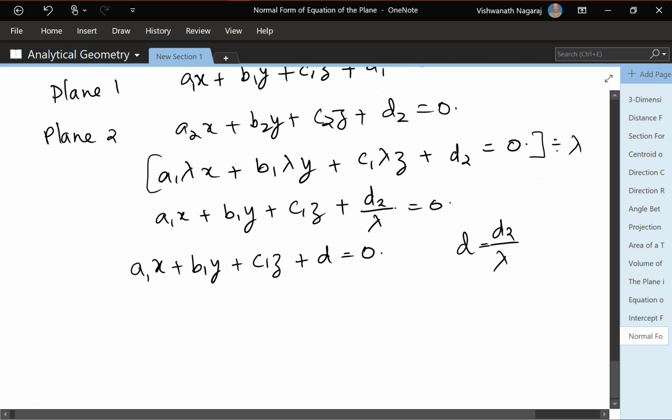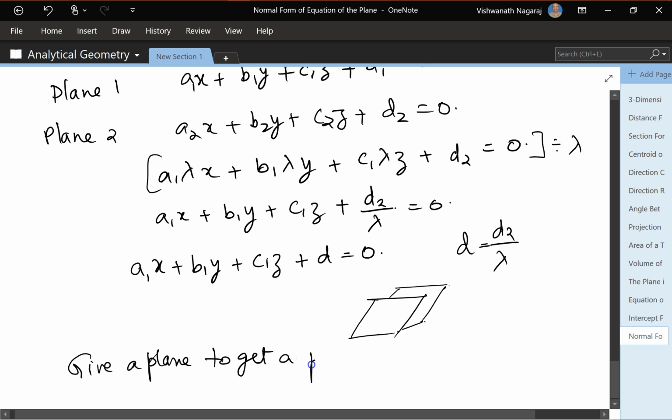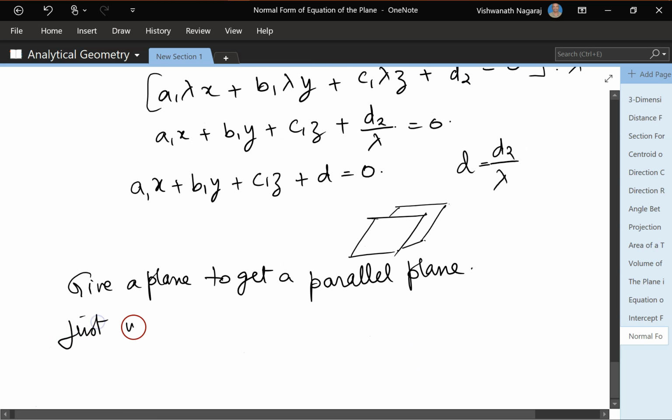Now the point of this is that you have a plane. If you want to create another plane which is parallel to it, the only thing you have to do is find a multiple of d. Given a plane, to get a parallel plane, just use a multiple of d, which is the constant.